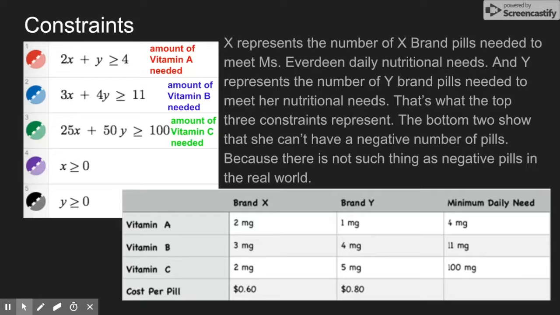Our first constraint is the amount of vitamin A needed. Our second constraint is the amount of vitamin B needed. Our third constraint is the amount of vitamin C needed. The reason why constraints number 4 and 5 are greater than or equal to 0 is because there's no such thing as negative pills in the real world.